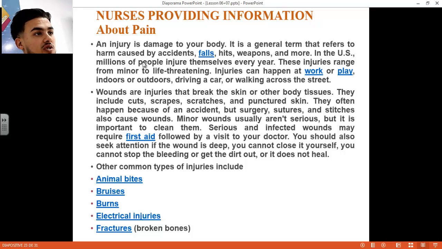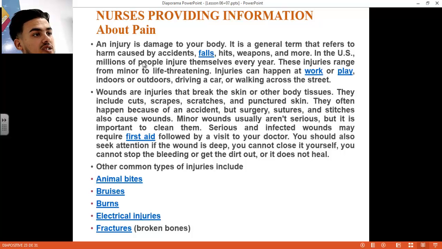An injury is damage to your body. It is a general term that refers to harm caused by accidents, falls, hits, weapons, and more. In the United States, millions of people injure themselves every year, and also in the world. These injuries range from minor to life-threatening, so injuries differ in the degree of threat. Injuries can happen at work or play, indoors or outdoors, driving a car or walking across the street.